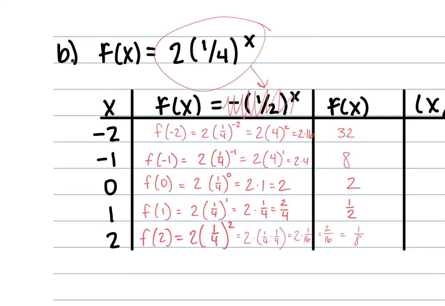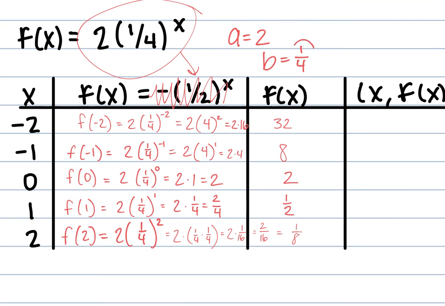All right, do you guys want the shortcut? Okay. A in this case was what? 2, right? What's B? 1/4, right? The pattern is whatever your B value is. That's what you're multiplying to get the next f of x value. So what's 32 times 1/4? Or 32 divided by 4?